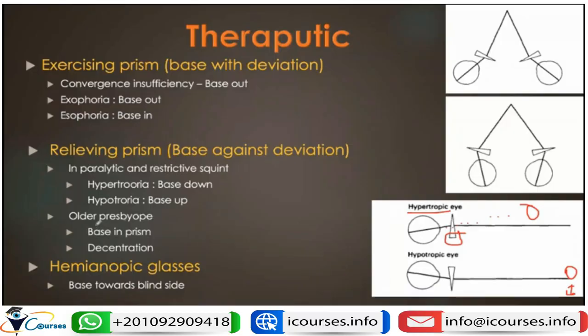Also, the relieving prism can be done in older presbyopes who are not able to converge by placing a base in prism and decentration. We will postpone this until we talk about decentration, so you will be able to understand it.